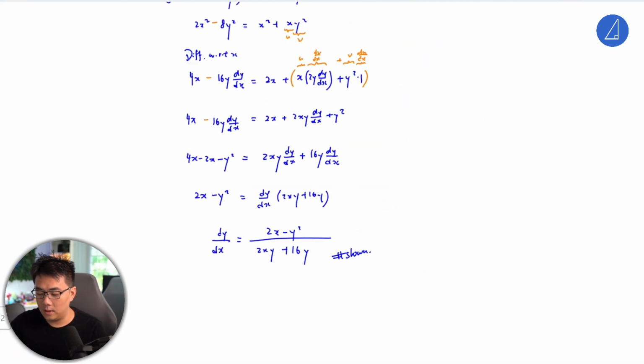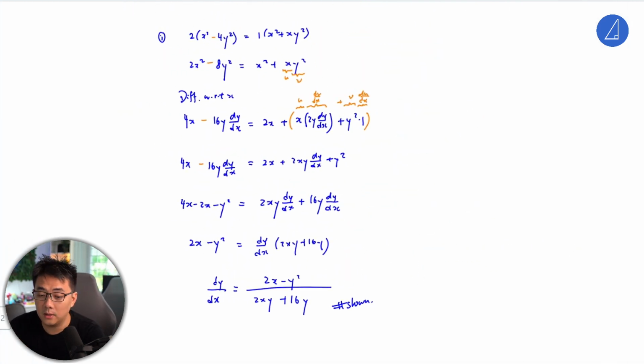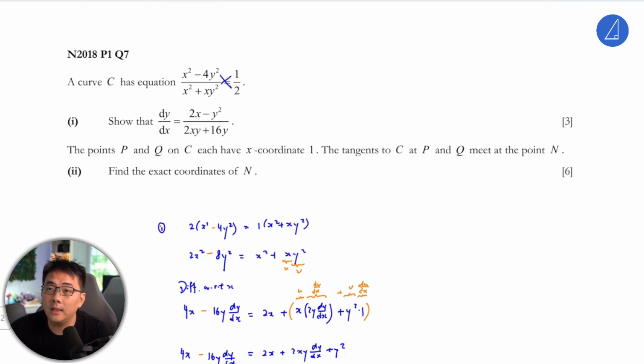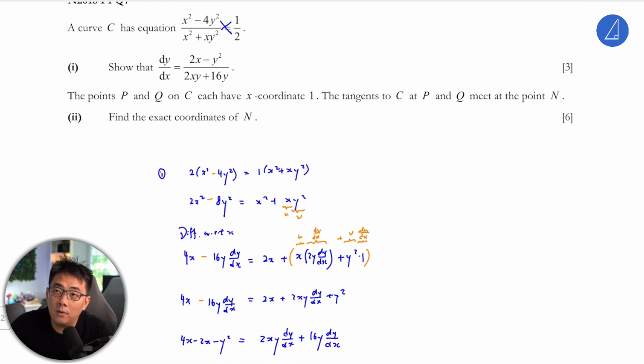Okay, so that's how you do the first part. Let's look at the second part. Second part is essentially the points P and Q on C each have x coordinate of 1. The tangents of C at P and Q meet at point N. Find the exact coordinates of N.